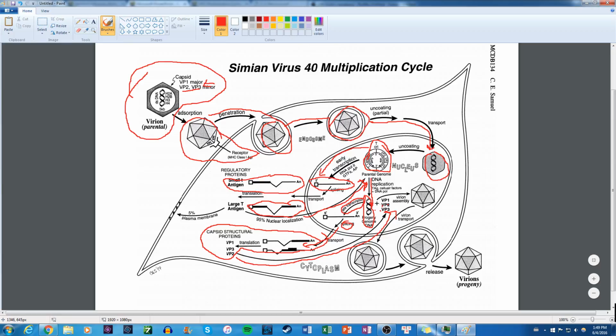Then this naked icosahedral virion capsid buds out of the nucleus, so it steals the nuclear membrane, so it can travel through the cytoplasm to the cell membrane, and from here it has to release back from the intermediate of an enveloped icosahedral virus back into a naked icosahedral virus. And so that's the multiplication cycle of SV40 and polyomaviruses in general.